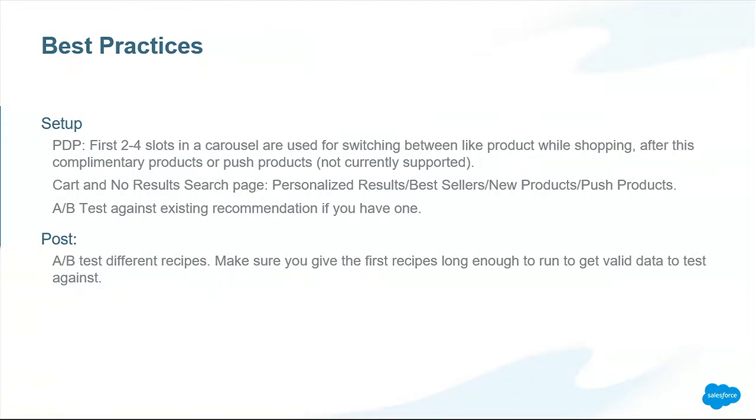And then some of the best practices that they recommend is on the PDP page, try to push up more similar products towards the front of the carousel. So the carousel is the slider that has products listed in it. And then as you get deeper into the carousel, let complementary products float up into the recommendation zone. On the cart and no results page, they recommended using personalized recommendations blended with best sellers and pushing new products.